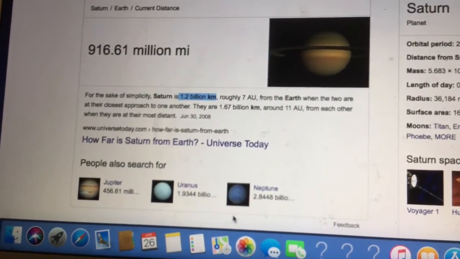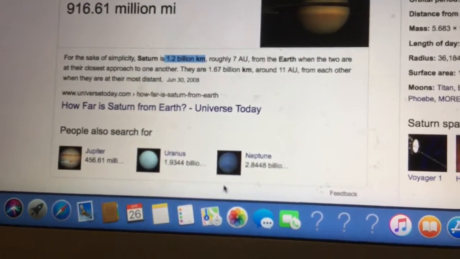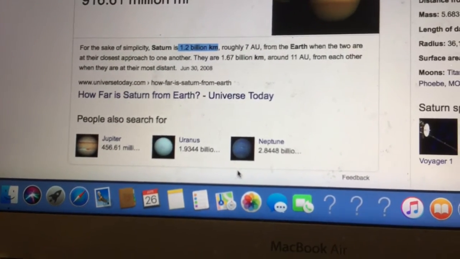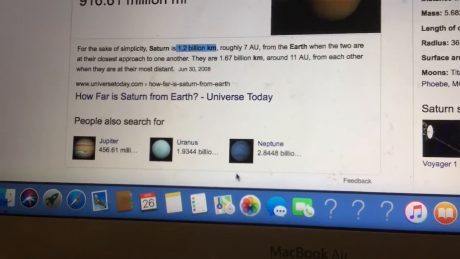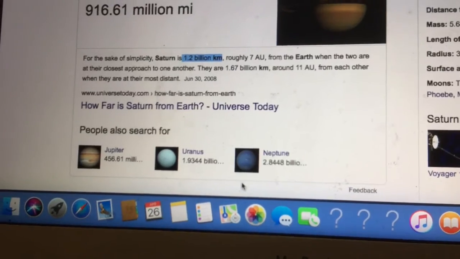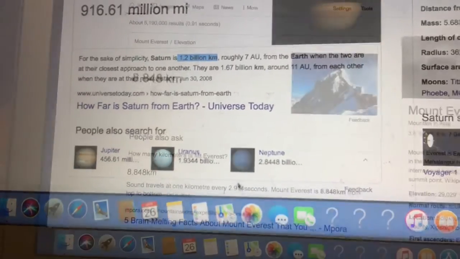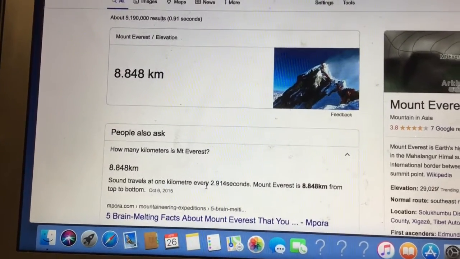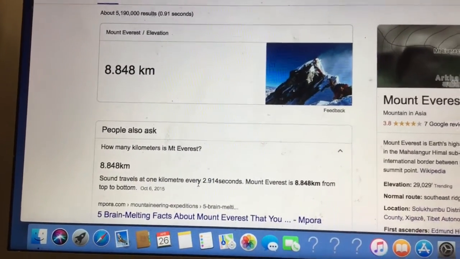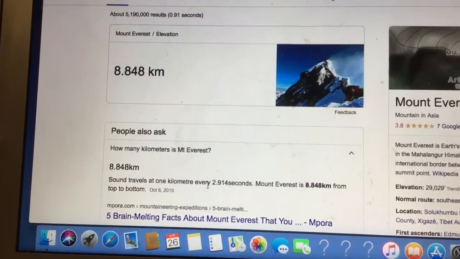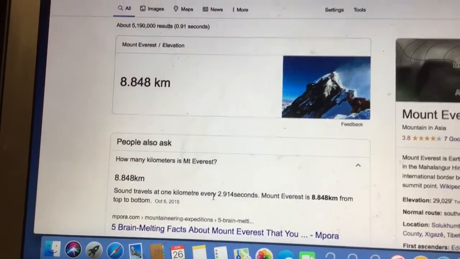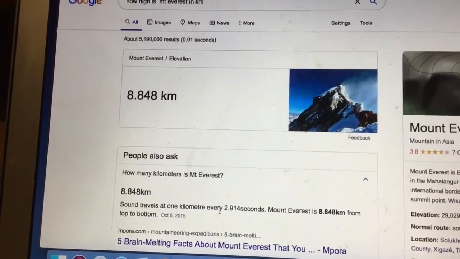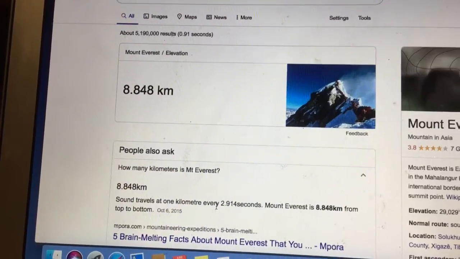Planning a trip to Saturn? Well, it's only 1.2 billion kilometers. So again, kilometers, large distances. That would be the unit that you would choose. How high is Mount Everest in kilometers? According to this, it's 8.8. That's a mountain. If you're measuring a mountain, you use kilometers.